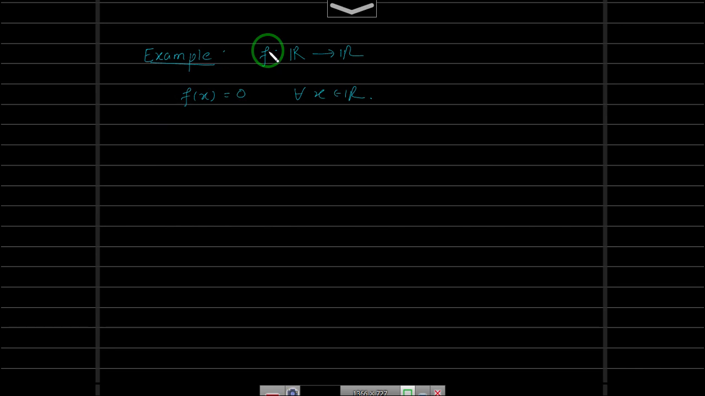So this will be an open mapping provided that any open set in our domain has its image open in our codomain. In this case, if you take an open interval, all the points from the open interval will be mapped to 0. And we know that singletons are not open in R. So the image of an open set is not open in our codomain. That means this is not an open map.